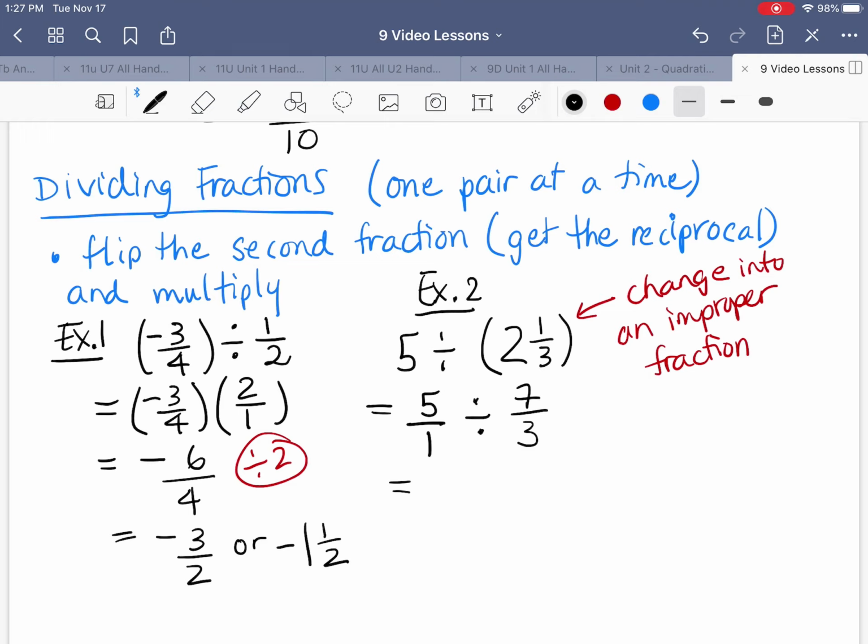Our next step is to flip the second fraction, get the reciprocal, and then multiply. So we end up with 5 over 1 times 3 over 7. And 5 times 3 gives us 15, and 1 times 7 gives us 7. So we can have our answer as 15/7, or if we want to change it into a mixed fraction, that is going to be 2 and 1/7.